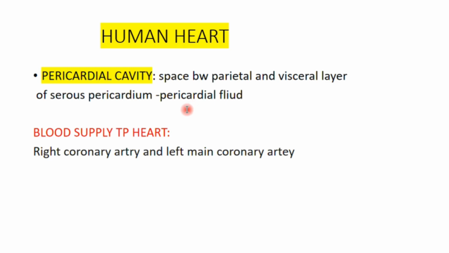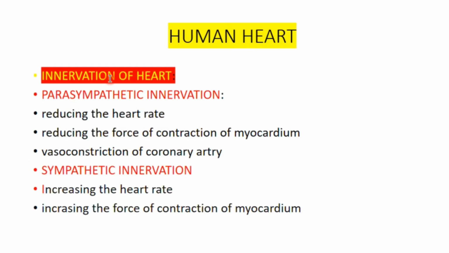Blood supply to the heart. The main sources of blood supply to the heart are the right coronary artery and the left main coronary artery. Innervation of the heart. The heart is innervated by sympathetic and parasympathetic fibers from the autonomic branch of the peripheral nervous system.